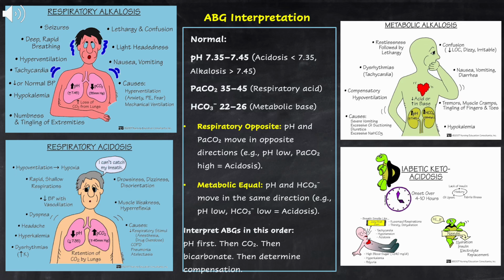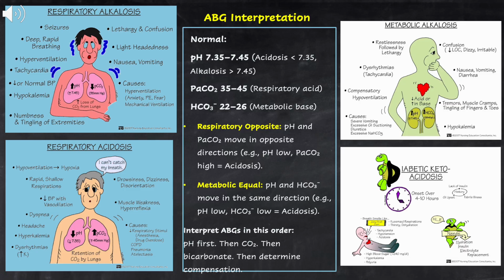Respiratory opposite. The pH and PaCO2 move in opposite directions. For example, if the pH is low and CO2 is high, that's respiratory acidosis. Metabolic equal, the pH and bicarbonate move in the same direction. If the pH is low and bicarbonate is low, that's metabolic acidosis.